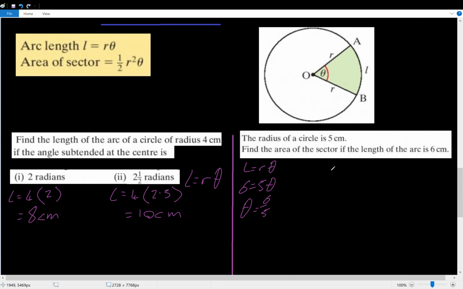And now we can just fill in all that information into the formula for the area, where area is equal to 1/2 r squared theta. So it's going to be 1/2 times the radius squared, where the radius is 5, so it's going to be 5 squared, multiplied by theta in radians, which is 6/5. And if we multiply that all out, we'll get 15 centimeters squared for our area. So that is a brief look at how radians work.